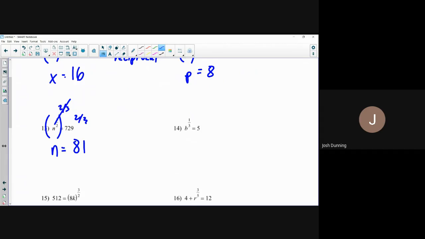14, raised to the reciprocal. Reciprocal of 1/3 is 3/1, which is just 3. That's 125.